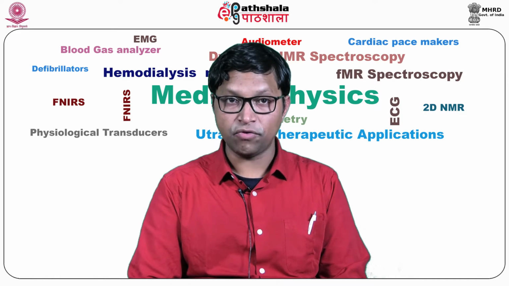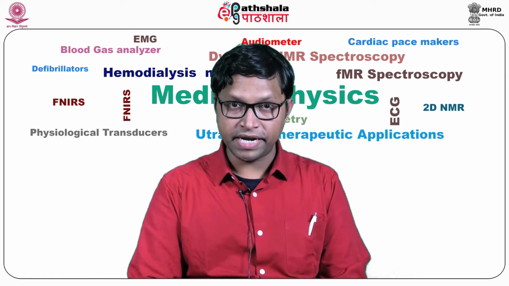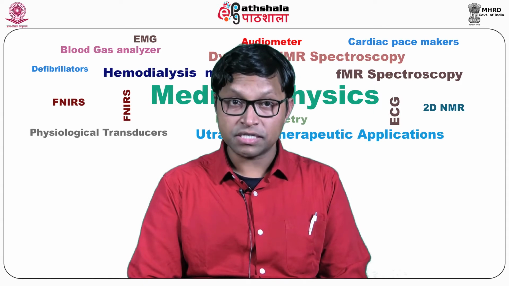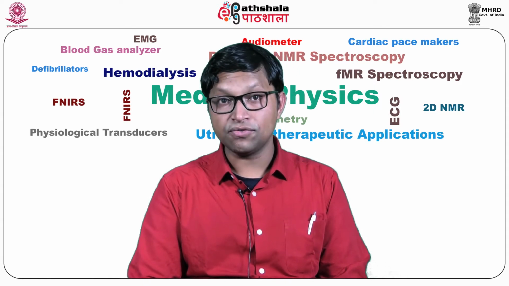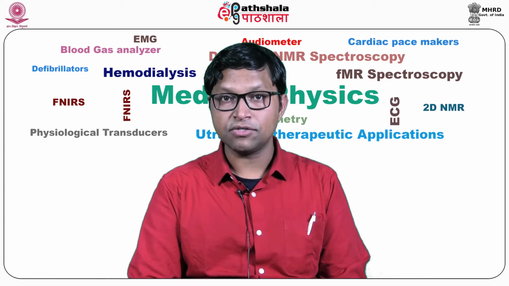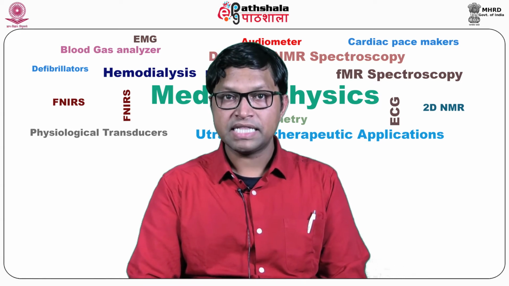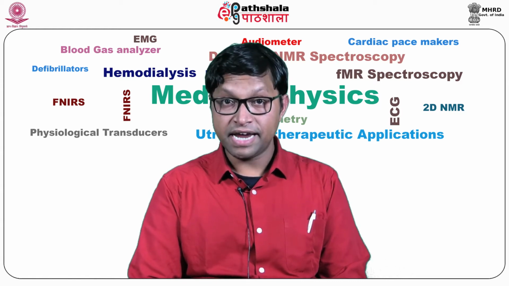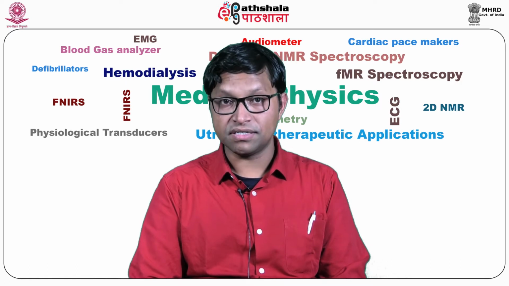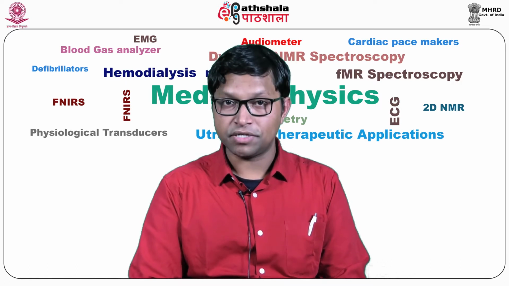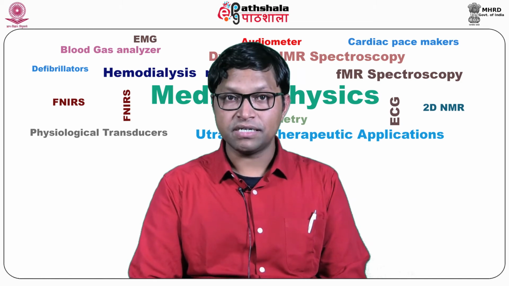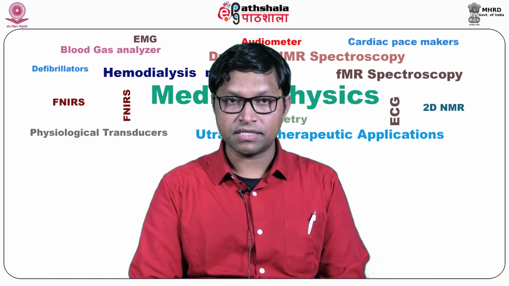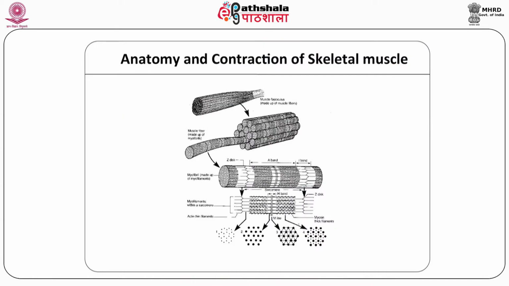When the action potential arrives at the presynaptic membrane, these neurotransmitters are released and they diffuse through the synaptic cleft and attach to the postsynaptic membrane, thereby producing end plate potentials. These excitatory end plate potentials summate further and develop the action potential. This action potential then brings out the muscle contraction. Let us understand the anatomy and contraction of the skeletal muscle.